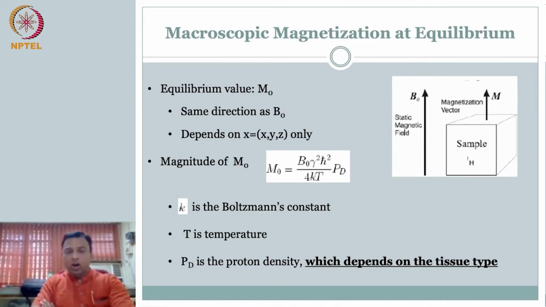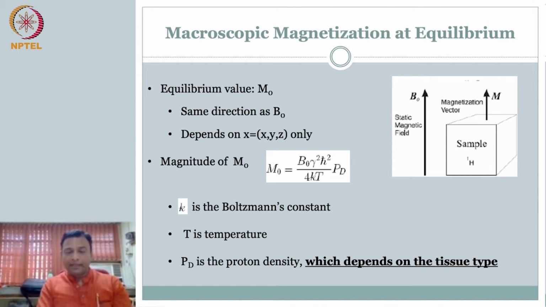So the magnitude of this magnetization vector is given by this formula right here, and you will notice that there are several known constants which we don't have to worry about. So the Boltzmann constant K, and temperature T, it's all body temperature, so we assume that the sample that we are taking is at body temperature. So T is not a problem. K, the Boltzmann constant, is not a problem. These are universal constants. And then there is h, the Planck's constant. Again, we don't have much control. They are universal constants. So what do you now have?